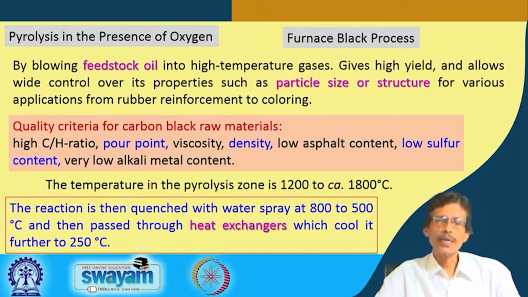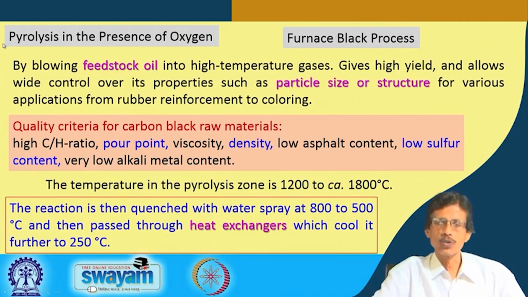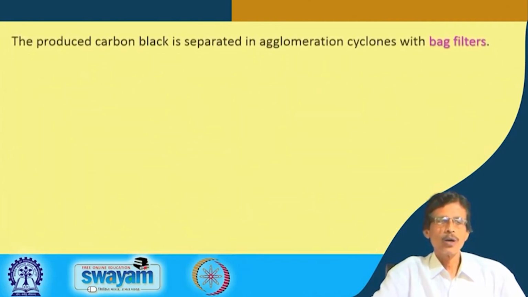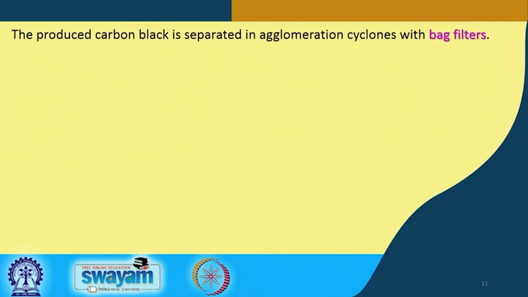So, that gives us the idea of how furnace black can work for the production of carbon black. In your next class we will consider the utilization of these things, that means how they can be separated out from these and how they are utilized for different useful purposes.